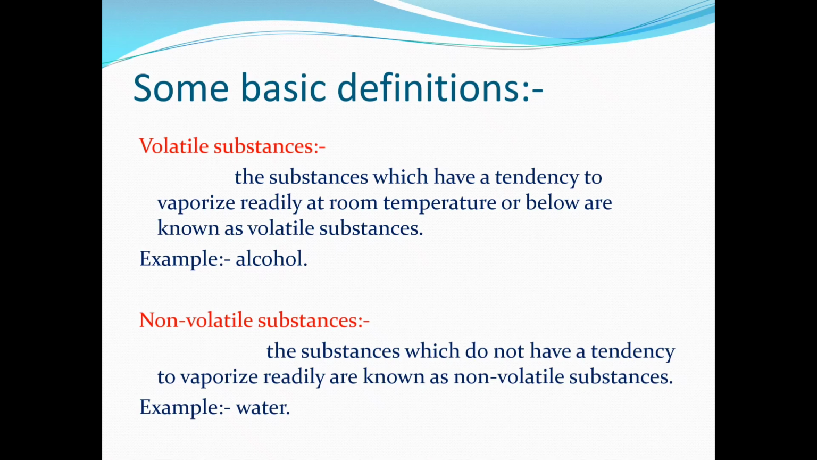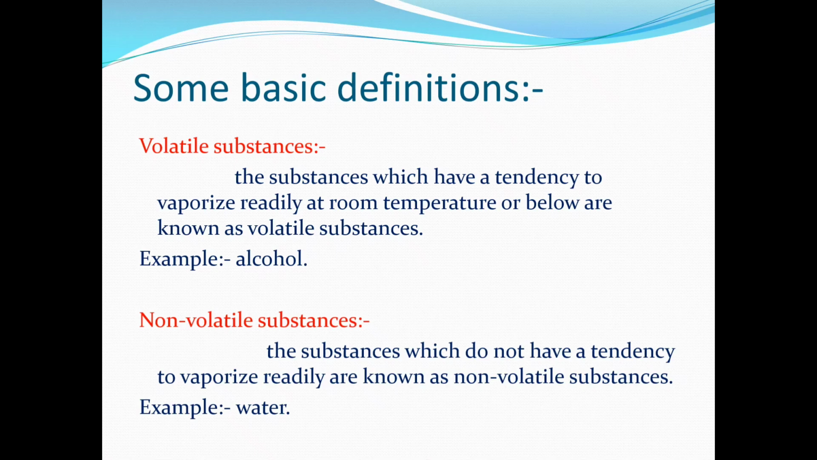So they are known as volatile substances, and we have to take care while handling them because they can be converted into vapor even at room temperature. An example of a volatile substance is alcohol.